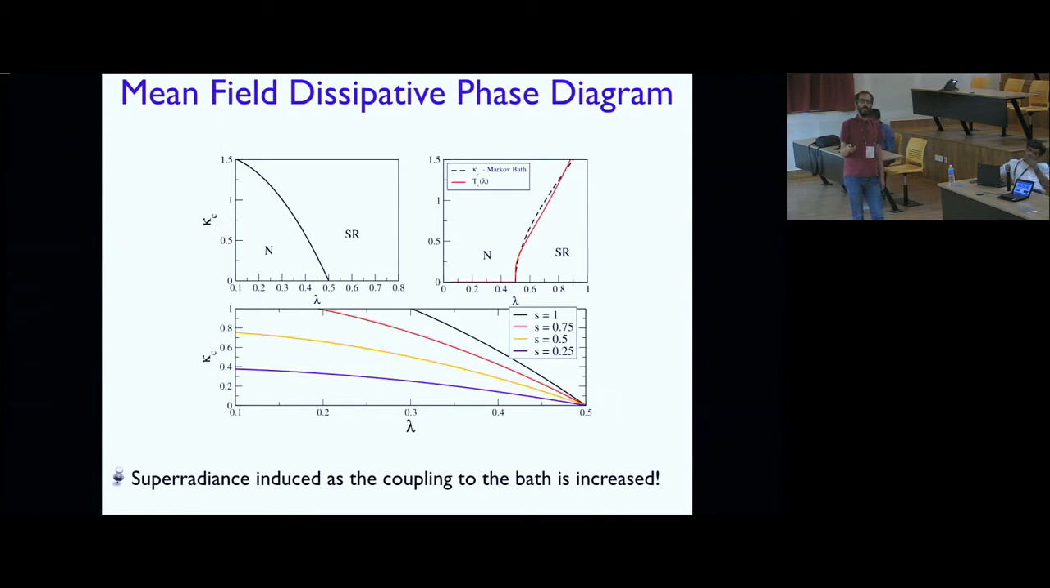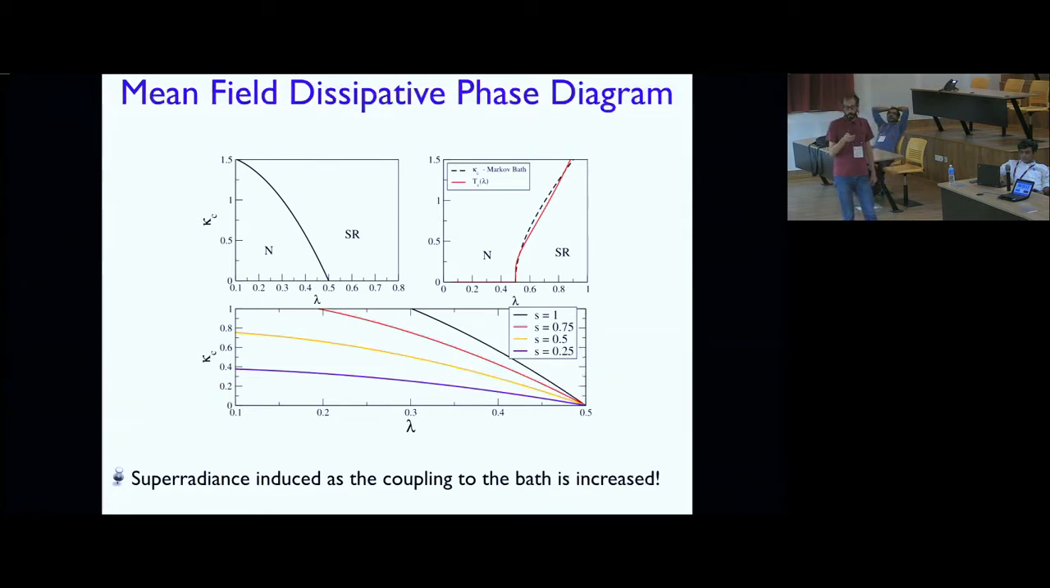So those lines bend leftwards, while as I'm again recalling here, if you have a Markovian bath or if you have a finite temporal bath, you actually would do the opposite. And if you change the properties of the bath, you see this line moves a little bit, but it's still there. So what it's telling you is that in some sense, superradiance here is induced by a coupling to a bath.